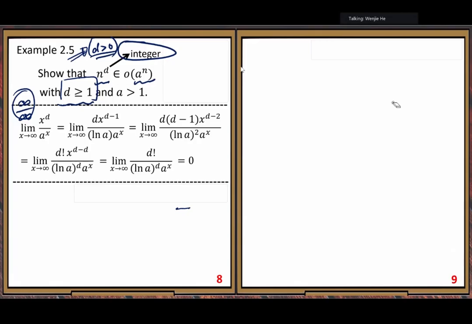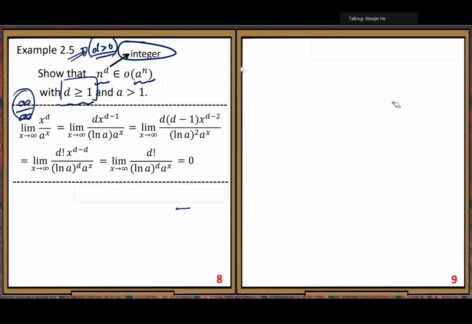After we complete this case, we need to go to the general case. So we need to remove the integer assumption. This time, we assume d may not be an integer. So d is not an integer. If we still apply L'Hopital's rule, we may have a problem: where to stop, right?